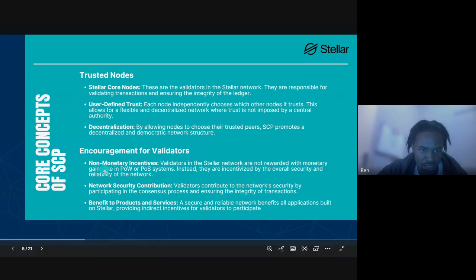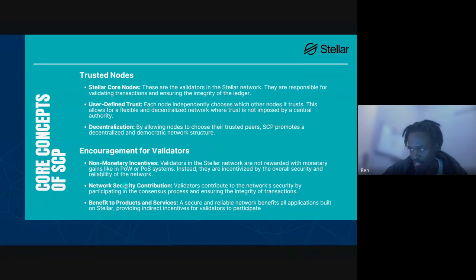In Stellar blockchain, and I'm repeating, I think I've said it so many times, there is no monetary incentives. Validators in the Stellar network are not rewarded with monetary gains like proof of work or proof of stake systems. Instead, they are incentivized by the overall security and reliability of the network. So basically, it's a group of people who are running nodes to help each other to build a system that all of us can trust.